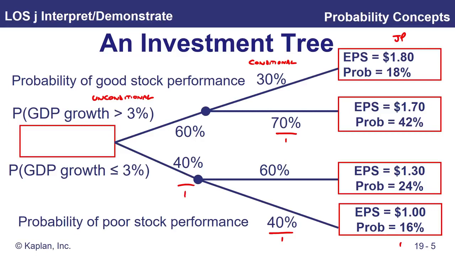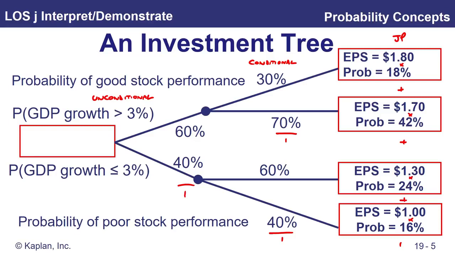Now, we're going to use this investment tree to get an unconditional expected return on our stock. And all we're going to do, therefore, is multiply 180 by 18%, 170 by 42%, 130 by 24%, and $1 by 16%, and then we're going to sum all of these observations. Okay, so let's do that. So I'll get my calculator out.